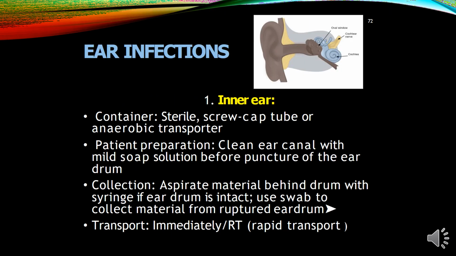For ear infection, in case of inner ear infection, sterile screw cap containers or tubes or aerobic and anaerobic transporters are required. Patient preparation is done by cleaning the ear canal with mild soap solution before puncture of the eardrum. Aspirate the material from behind the drum with a syringe. So you have to aspirate if the drum is intact. Use a swab to collect material if rupture of the eardrum is seen. Transport is immediate. Rapid transportation is required.